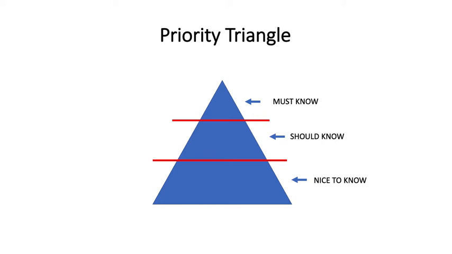Okay, remember the priority triangle. We want to focus most of our attention in a lesson in Level 2 in the top triangle, which is the must-know elements of training. You may slip into a little bit of should know, but I would generally say you don't want to get caught up in the nice to know trap.